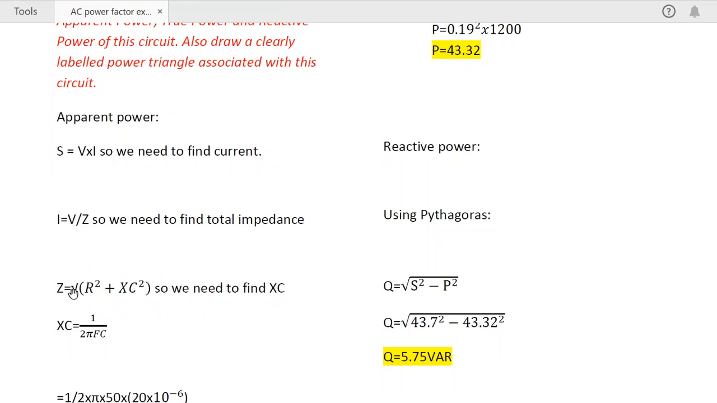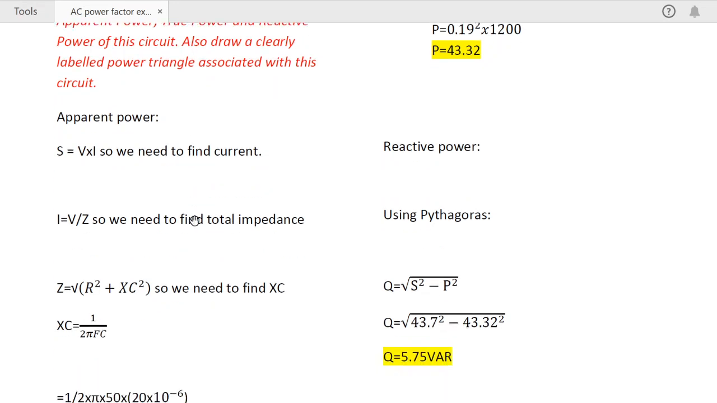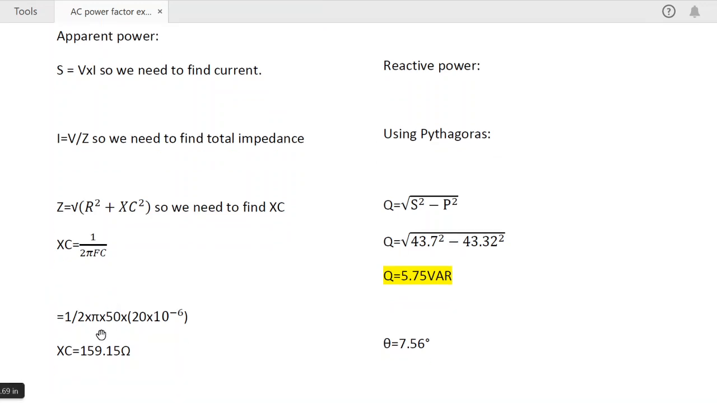But in order to fill in that formula, we're going to need to find XC. We've been given the R, that's at the top there, 1,200 ohms, or 1.2 kilo ohms. But we don't know what the XC is. So we're going to have to go through these three steps before we can get to apparent power. And we should be familiar with this formula: XC equals 1 over 2 pi FC.